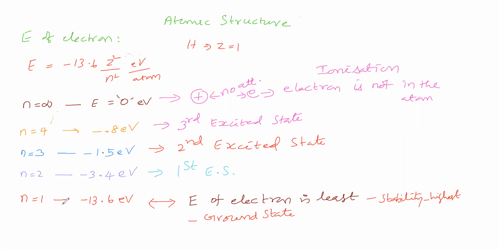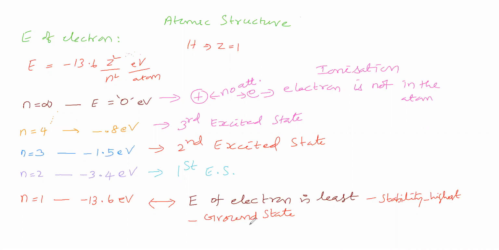Now you say where the energy of the electron is least. Among these levels, you see the energy of the electron is least in this level. Energy is least in the sense stability is highest. Stability is highest in the sense the electron is in its normal position. That position we have to consider as the ground state.